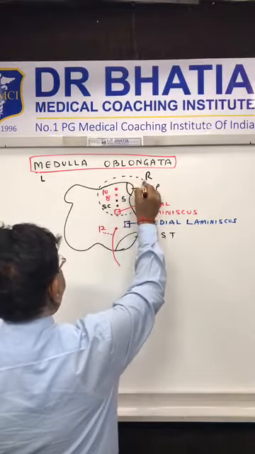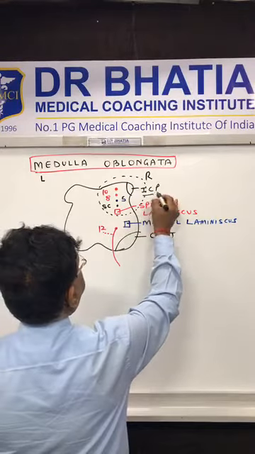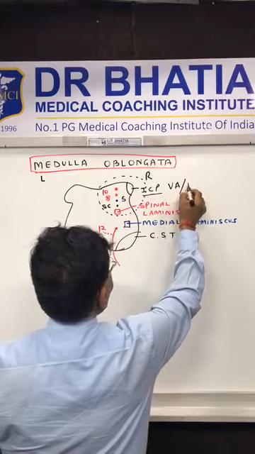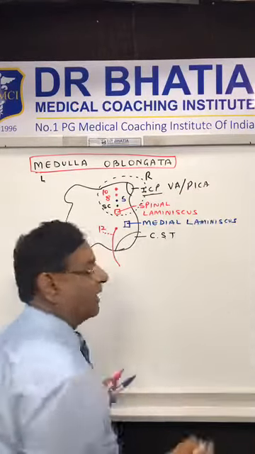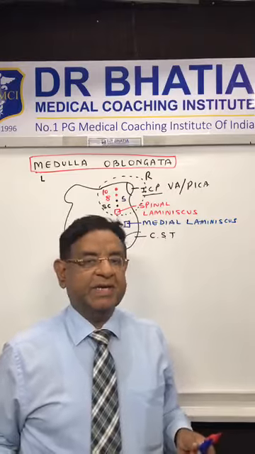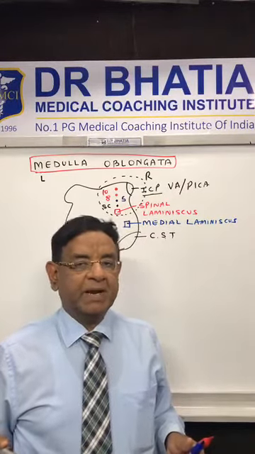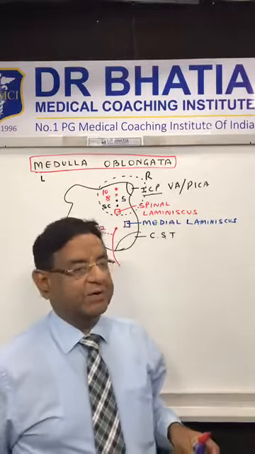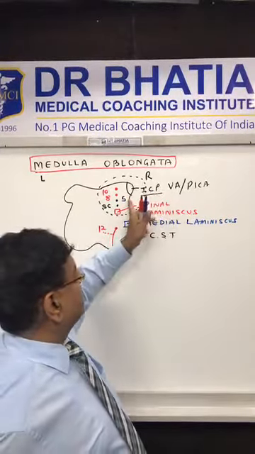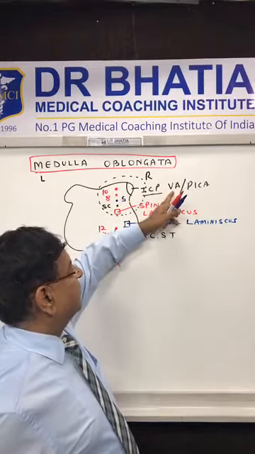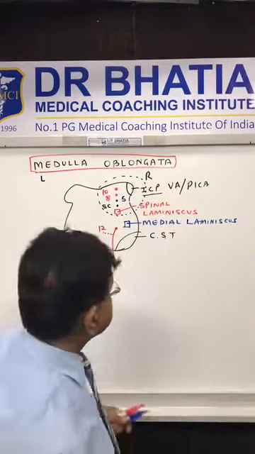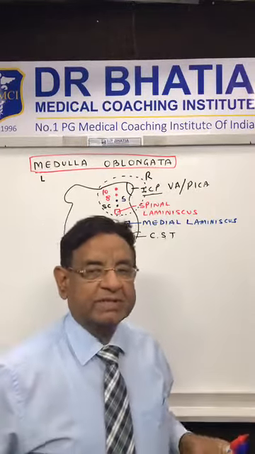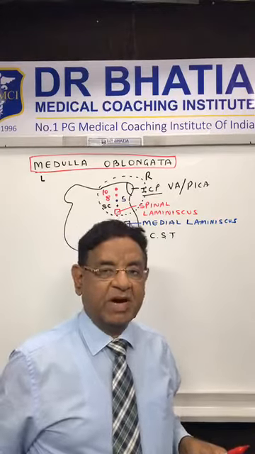Now this part of the brain is supplied by either the vertebral artery or sometimes PICA. PICA is the posterior inferior cerebellar artery. PICA is also a branch of the vertebral artery. So this part may get a direct branch from the vertebral artery or from PICA. Suppose this is infarcted or some bleeding occurs in this artery.